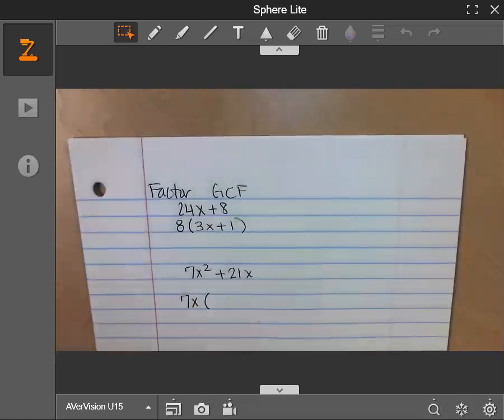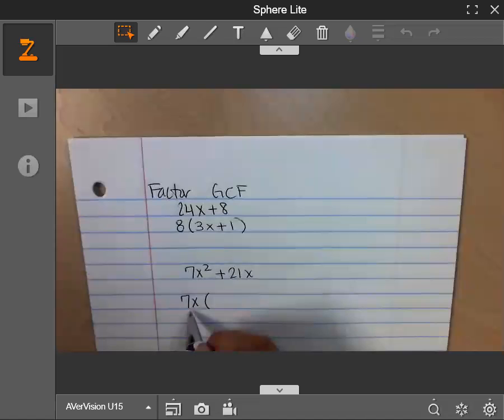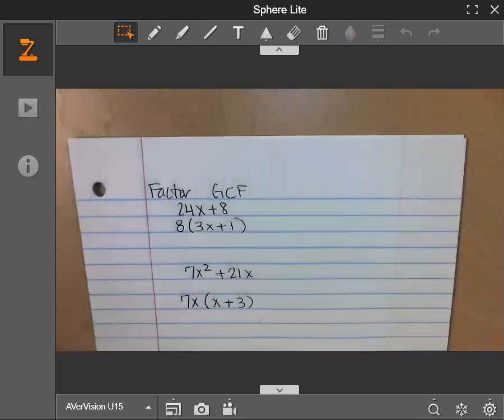And then again, you're dividing each one of these terms by that to get what's inside the parentheses. So 7x squared divided by 7x is x, and 21x divided by 7x is 3. And you can check your work with distribution. 7x times x gives us that 7x squared. 7x times 3 gives us that 21x. That's factoring out a GCF.